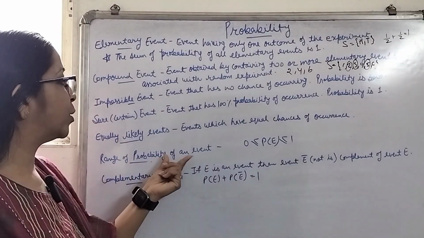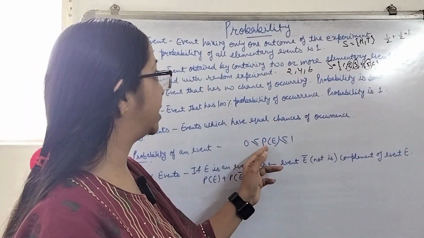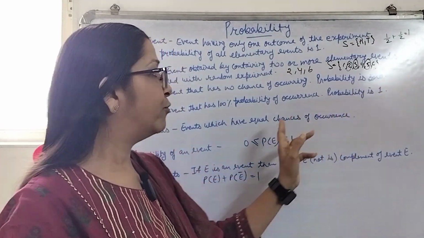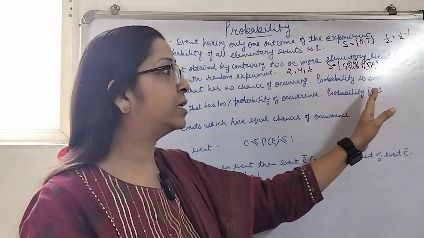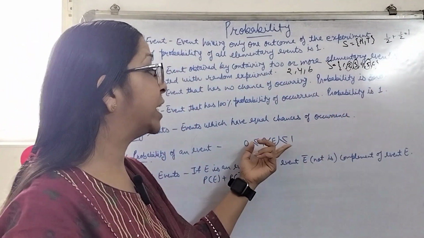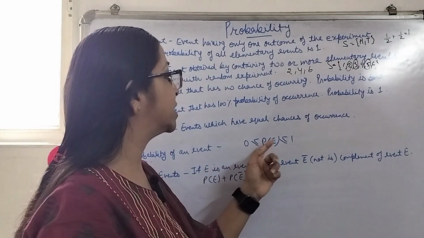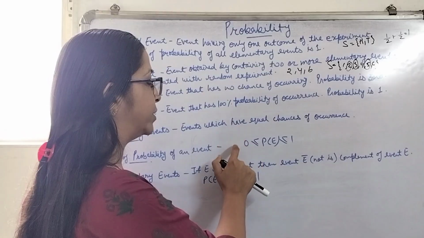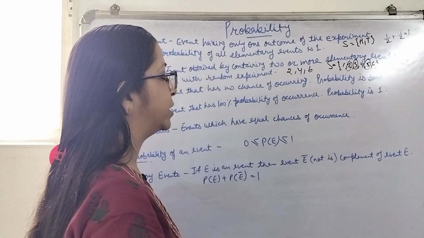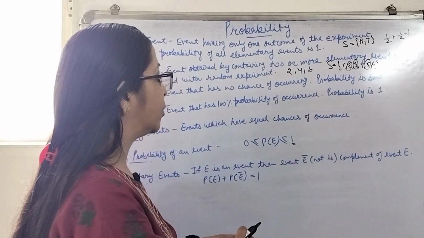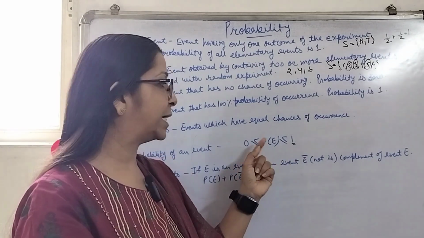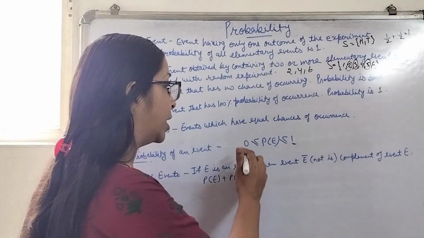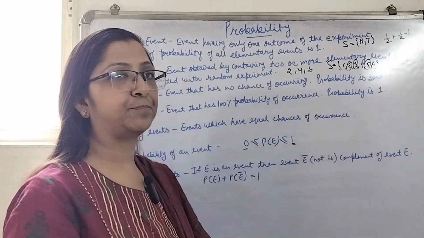Now what is the range of probability of an event? Just now we have seen that if an event is impossible, its probability is 0. When it is sure, the probability is 1. So the probability of any event lies between 0 and 1. We are including 0, which is for impossible events, and we are including 1 because it is for sure events. So the probability of any event always lies somewhere between 0 and 1, including 0 and 1.